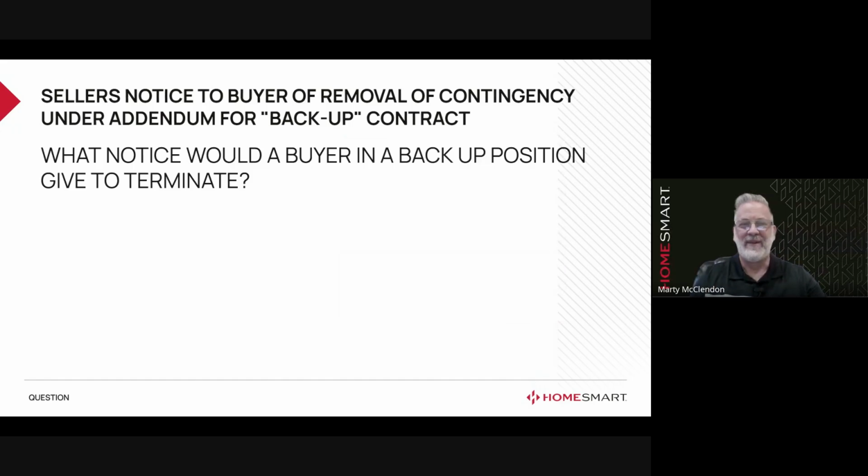Okay, now seller's notice to buyer removal. So what notice would a buyer in backup position give to terminate, right? This is one of those things. This is not a trick question. So let's say the seller did not give you notice, Colleen, right? While you're in the backup position, your buyer does decide to go somewhere else. What would they send over to the seller, notifying the seller you terminated your backup offer?